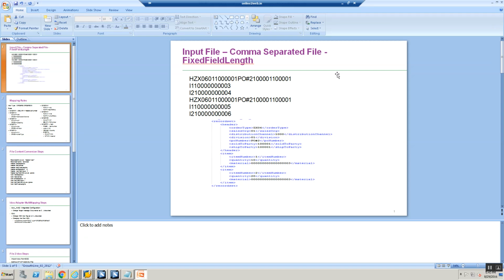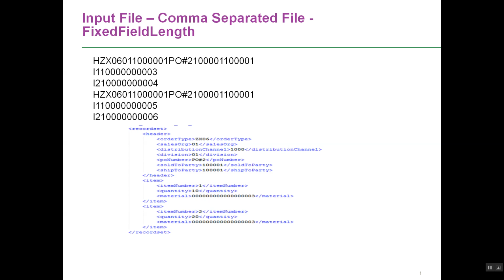Welcome back. In this session, we will be looking at a file to Idoc scenario, and that file to Idoc scenario is going to deal with two different new concepts that we are going to look at. First is that, as in the previous session, we saw that the file was a comma separated file. Now we are going to look at a file that is a fixed field length file.